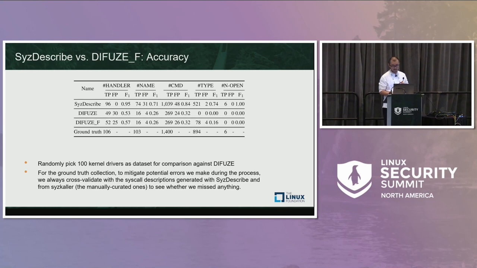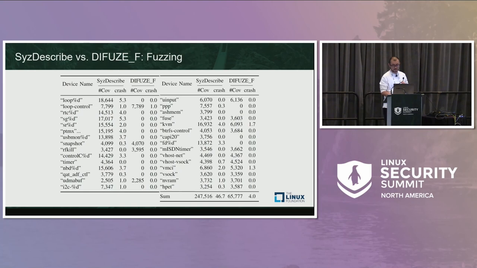And we can say the results are as expected from our high-level comparison. SysDescribe has a significant advantage in all aspects compared to DIFUZE. As for the fuzzing comparison, we picked 30 out of the 100 kernel drivers based on whether they are compiled and available in QEMU. SysDescribe has a significant advantage in both coverage and the number of crashes, which is expected given the accuracy results. It is worth noting that SysDescribe achieves much more coverage and number of crashes for KVM than DIFUZE, because SysDescribe recovered 3 non-open file descriptor dependencies for KVM.